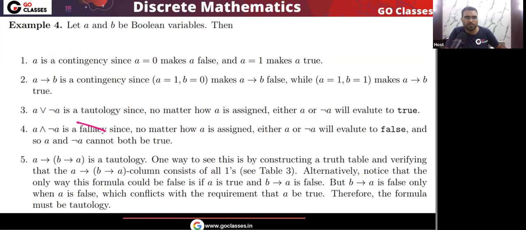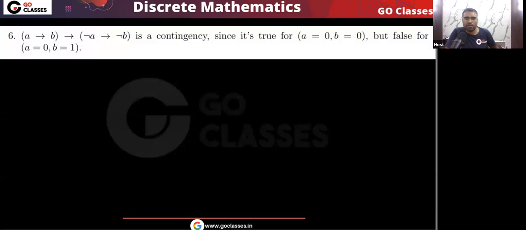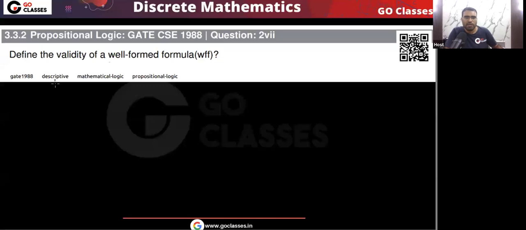Fallacy means contradiction. And A implies B implies A, you can check this is a tautology. You can create the truth table and you can see this is always true. So this is a tautology. Okay, very simple. Every concept is very simple. Now let's move on. Let's see this GATE 1988 question.